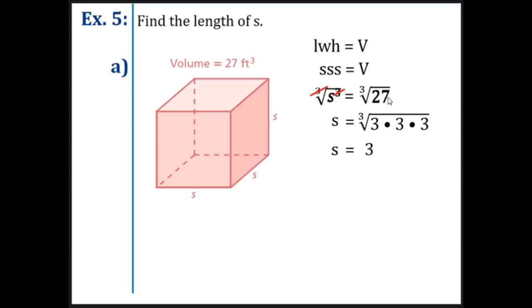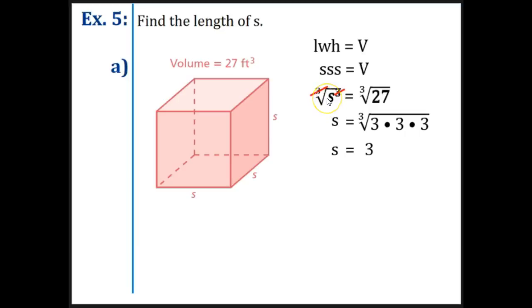Does that make sense to you guys? Do you understand what we did here? It's a box. All the sides are the same. My volume is 27. The equation I use for finding volume of a cube is length times width times height. Right? If all my sides are the same, it's going to be S times S times S, which is a cube, right? Is the same as S cubed.